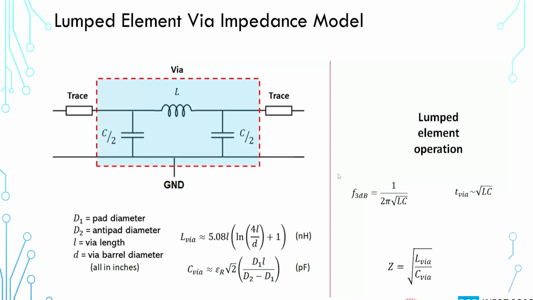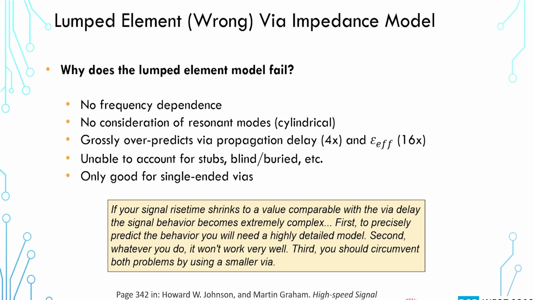So this initially looks like we have a decent model for understanding how the signal propagates along the via. The problem with this model, and the problem that all of these via impedance calculators conveniently ignore, is that the author of the model literally tells you that the model is incorrect and cannot properly model what happens at high frequencies. Why does the lumped element model fail?